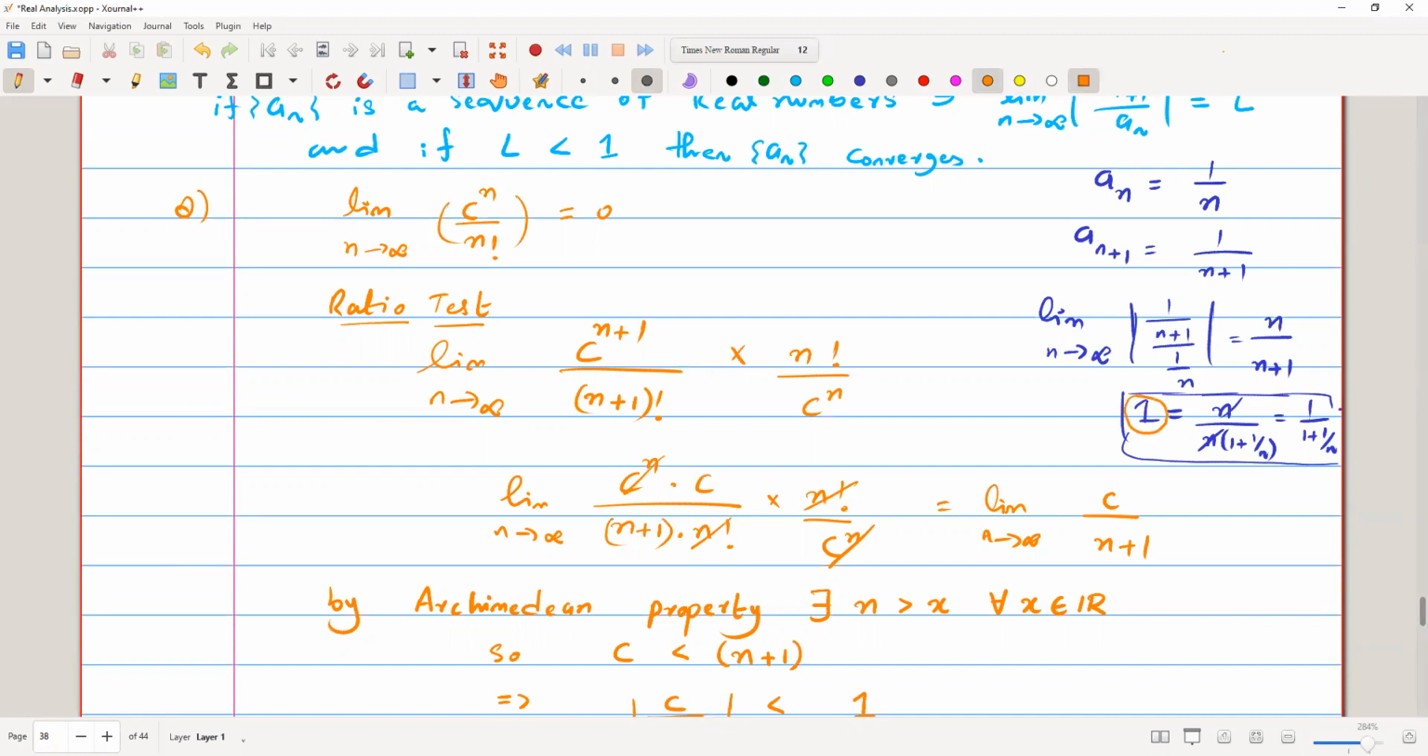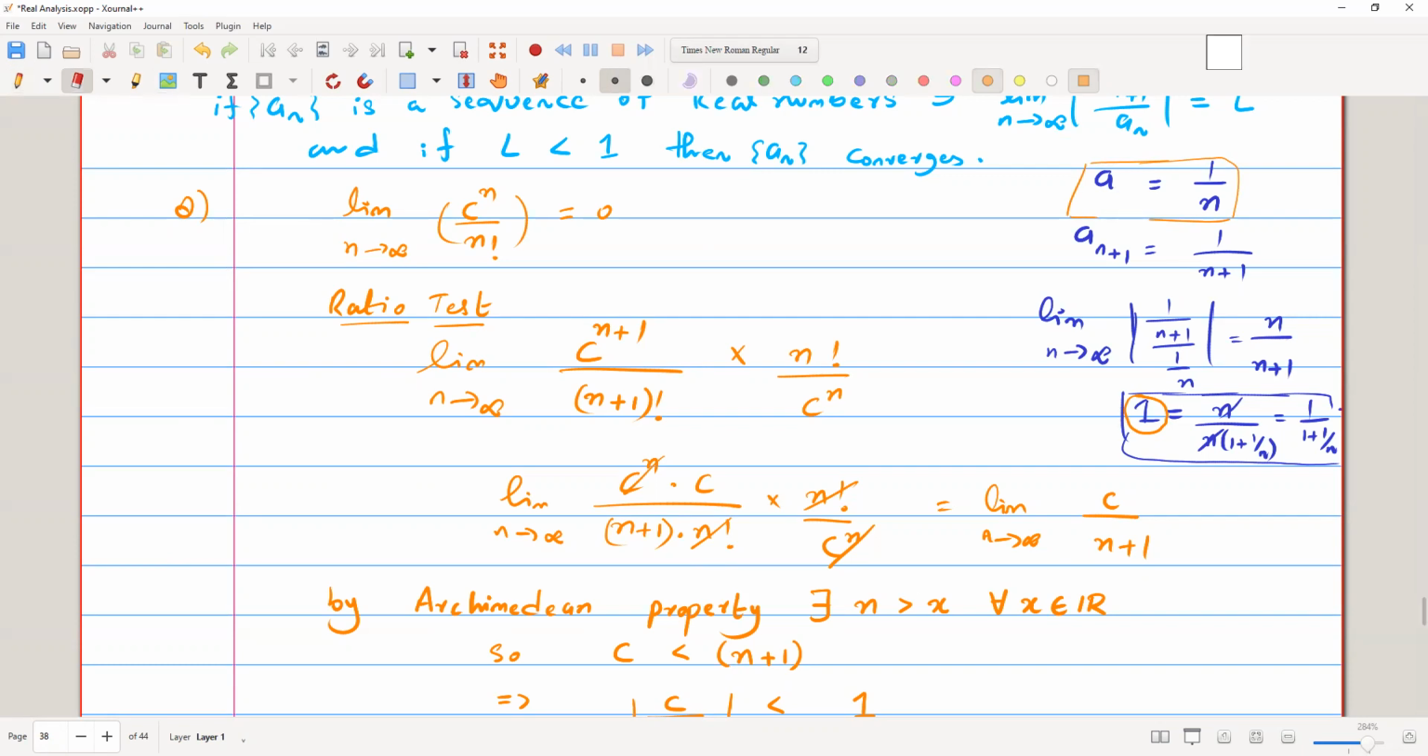Otherwise, if it's equal to 1, then the test is inconclusive. And if it's greater than 1, then the series is divergent. So in this case, our limit L is 1, so we cannot conclude that the sequence is convergent or divergent by using this specific test. We have other tests for these kinds of sequences, so we can apply those tests, right?